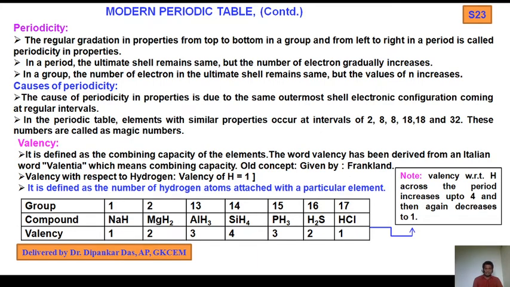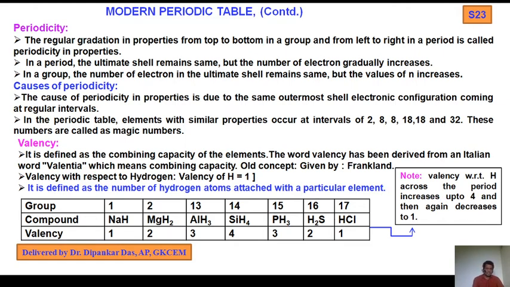So again I recap periodicity. The cause of periodicity is the same outermost electronic configuration coming at regular intervals. In the periodic table, elements with similar properties occur at intervals of 2, 8, 8, 18, 18, 32 as magic numbers. And in a period, if you move left to right, what will happen? Atomic number increases, meaning the number of electrons increases and the number of protons also increases.